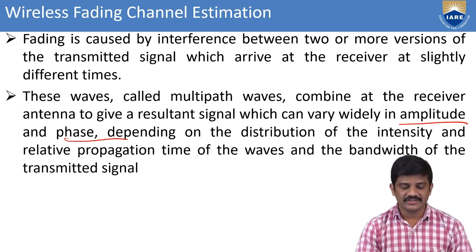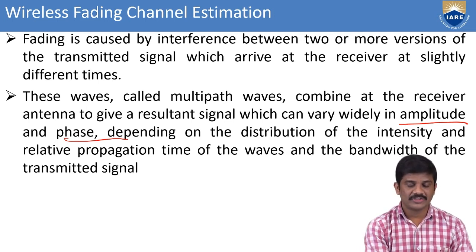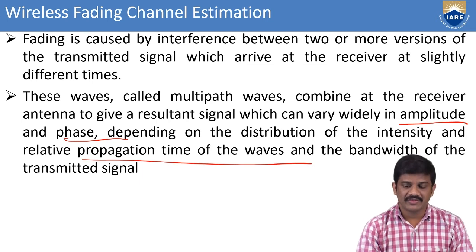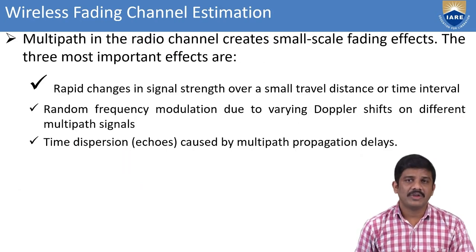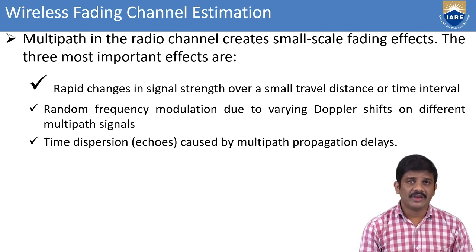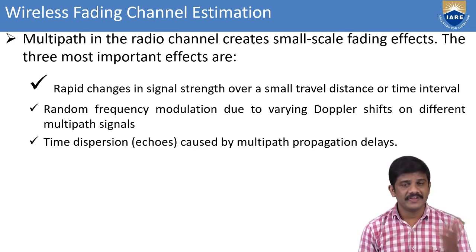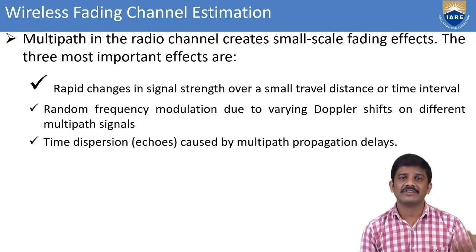We have the intensity and relative propagation time of the waves, and we take some bandwidth of the transmitted signal. Then we can go for wireless fading channel estimation and the diversity techniques. Coming to diversity, how it can be generated in small scale fading and large scale fading. For that we have some important effects.